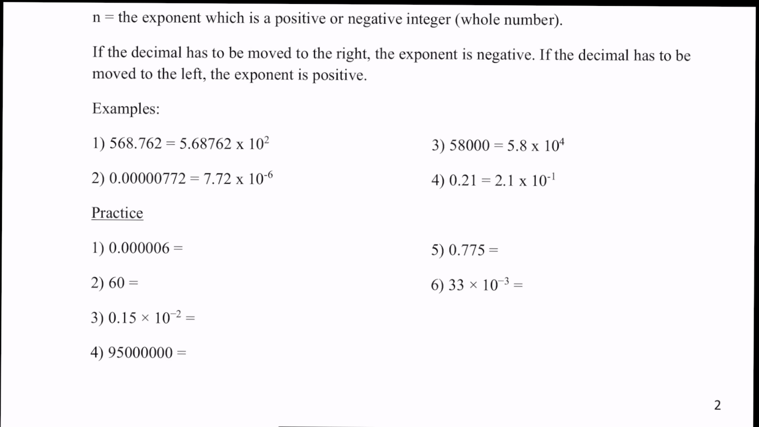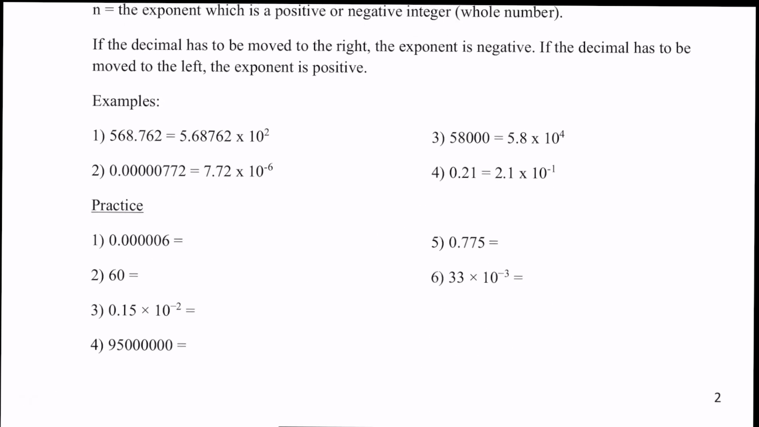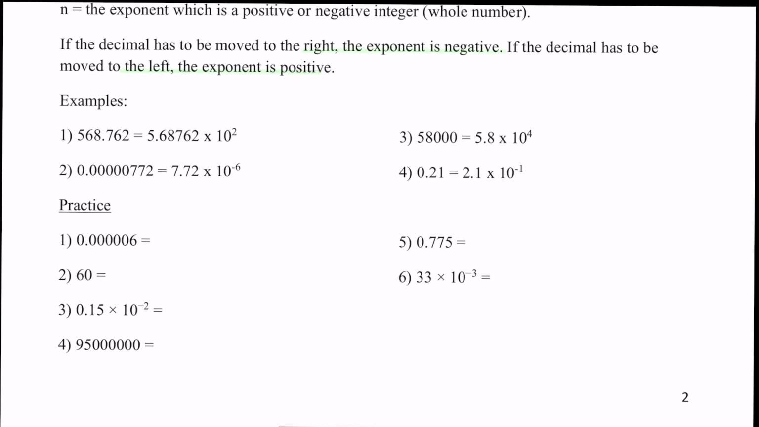And depending on the direction I move the decimal, the exponent will be negative or positive. If I move it to the left, it's positive. If I move it to the right, it's negative. Or another way you can think about it is positive is big number and negative is small number.